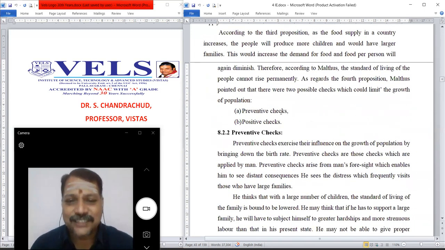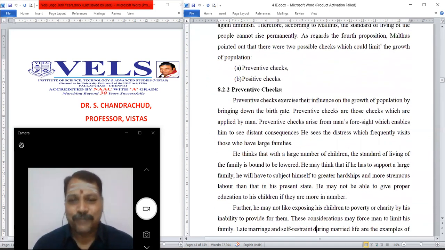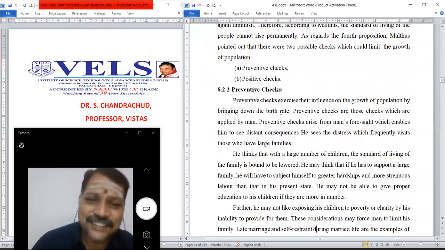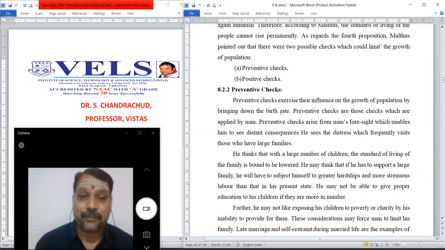We will discuss the two checks, that is preventive check and positive check, one by one. The preventive checks exercise their influence on the growth of population by bringing down the birth rate. Preventive checks are those checks which are applied by man.